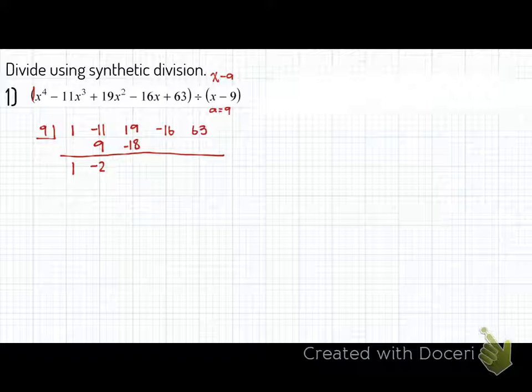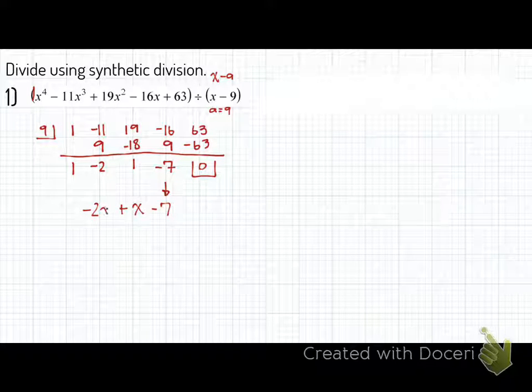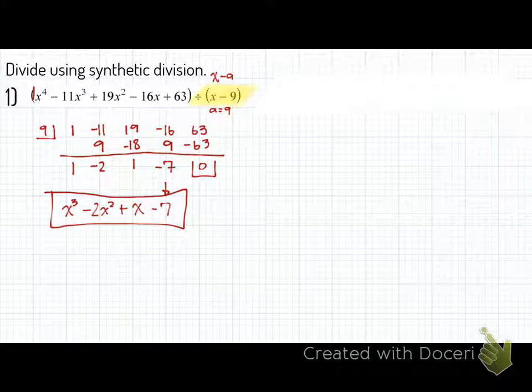19 plus negative 18 is 1. 1 times 9 is 9. Negative 16 plus 9 is negative 7. Negative 7 times 9 is negative 63. 63 plus negative 63 is 0. Then I bring down my constant term. There was no remainder to bring down. Then I know the next term has to be the x term. Then the next term has to be my x squared term, so it's negative 2x squared, and then we have positive x cubed.